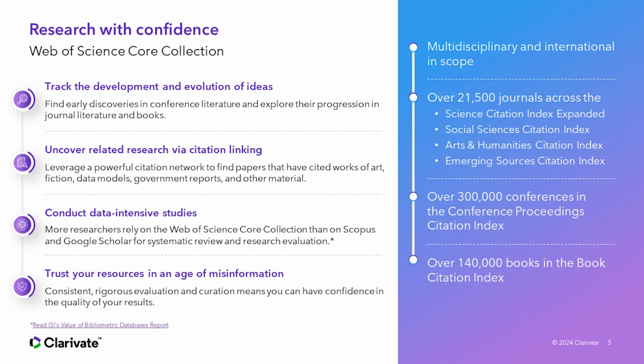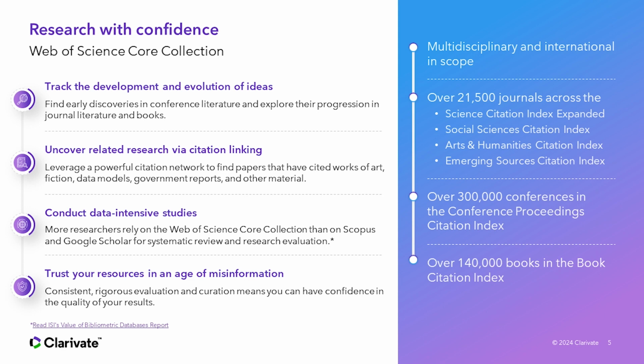More researchers rely on the Web of Science Core Collection than on Scopus and Google Scholar for systematic review and research evaluation. So the data is not only there in the platform to read publications, but also for research evaluation. When you do research evaluation or research management, it's relatively easy to understand the activity of a specific researcher, institution, country, region, or even a department, for example, based on publication data.